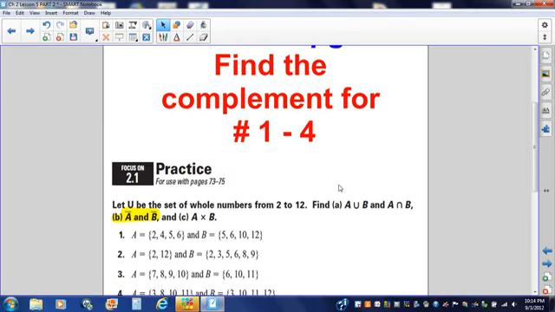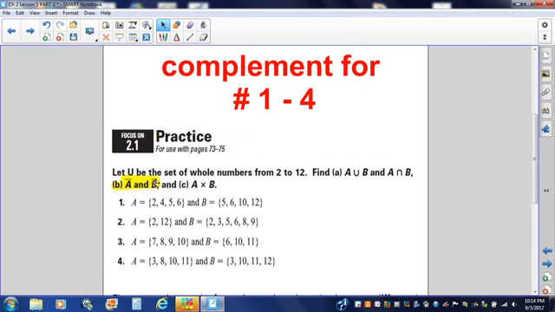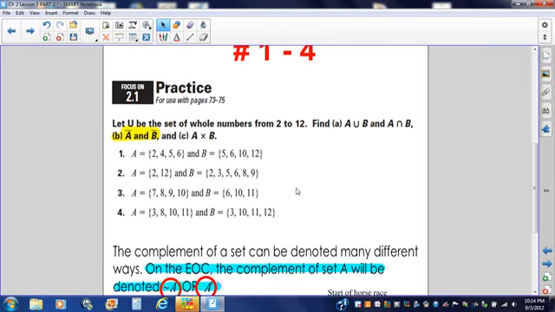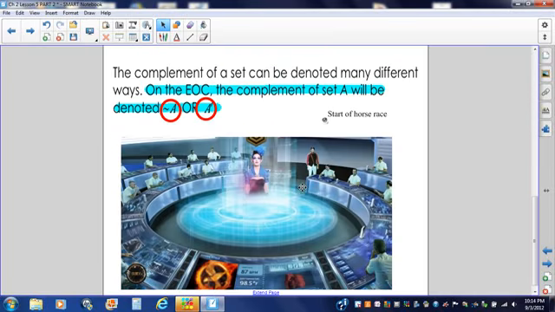Just a friendly reminder, this is how your workbook is going to show complement. Remember that the game makers are not going to be so kind and loving. On the EOC, or the games, complement will be the squiggly or tilde sign right here, or complement will be the little apostrophe up here. So just keep that in mind. The game makers are going to write complement one of two ways, not like the book.